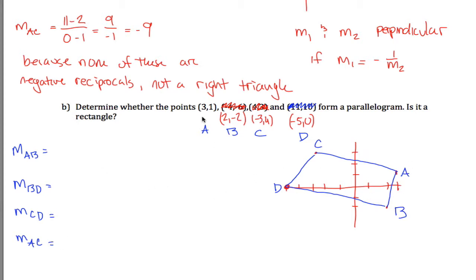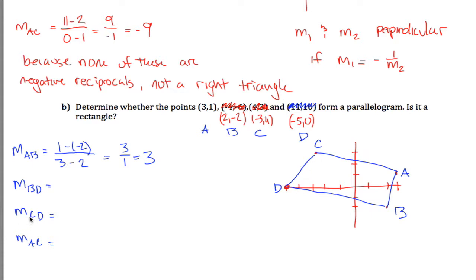Between A and B, we'll say the y-coordinates. This has a y-coordinate of 1. This has a y-coordinate of negative 2. A has an x-coordinate of 3. And B has an x-coordinate of 2. And if I subtract those, 1 minus negative 2 is 3. 3 over 1 is 3. I get that this line right here has a slope of 3. If CD has a slope of 3, then these two are parallel, and I'm halfway to a parallelogram.